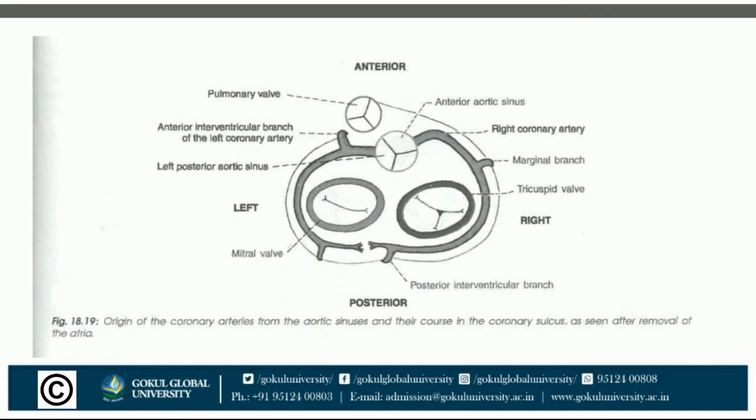In this diagram, you can see the origin of the coronary artery, anterior pulmonary valve, anterior aortic sinus, right coronary artery, anterior interventricular branch of the coronary artery, left posterior aortic sinus, mitral valve, bicuspid, tricuspid valve, marginal branch, posterior interventricular branch.